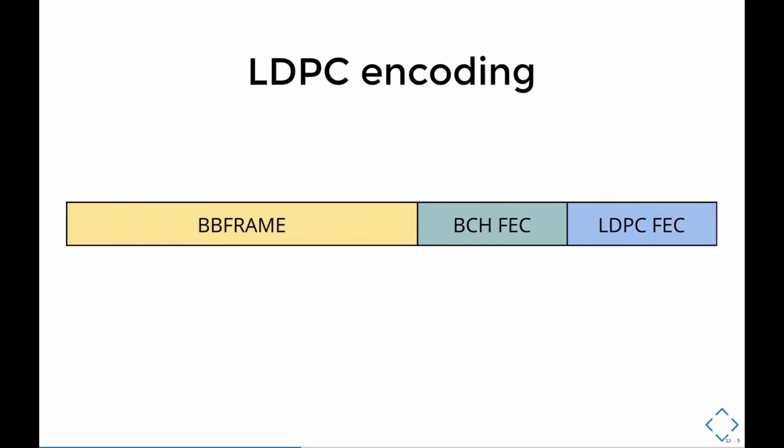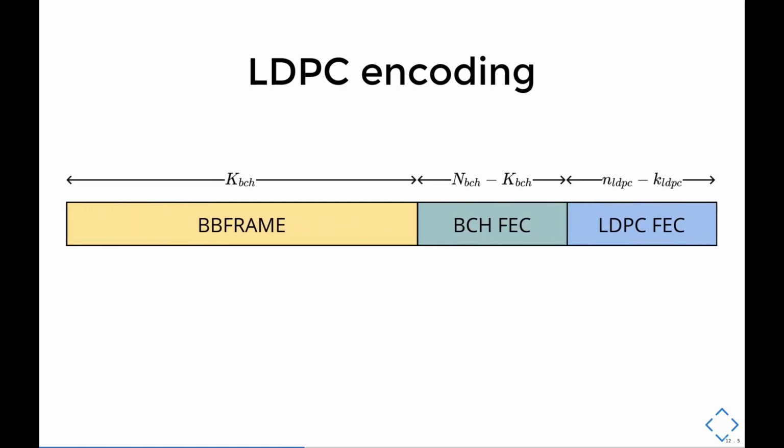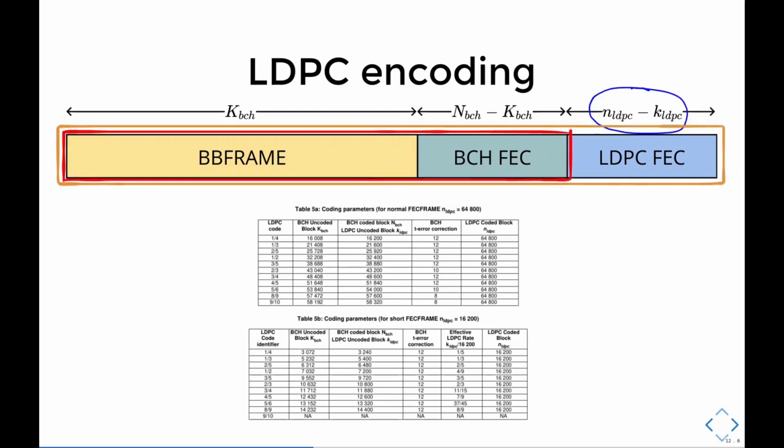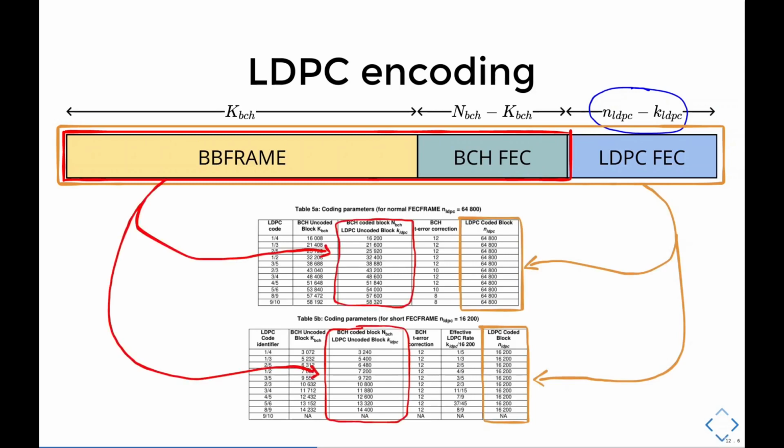The spec gives the size of each one of these blocks in the same table as the BCH stuff we've just seen. The size of the LDPC FEC code word is given by the difference between the LDPC coded block and the LDPC uncoded block. The LDPC encoded block size only depends on the frame size, really, but the size of the LDPC uncoded block, which by the way is the same as the BCH coded block, depends on both frame size and code rate.